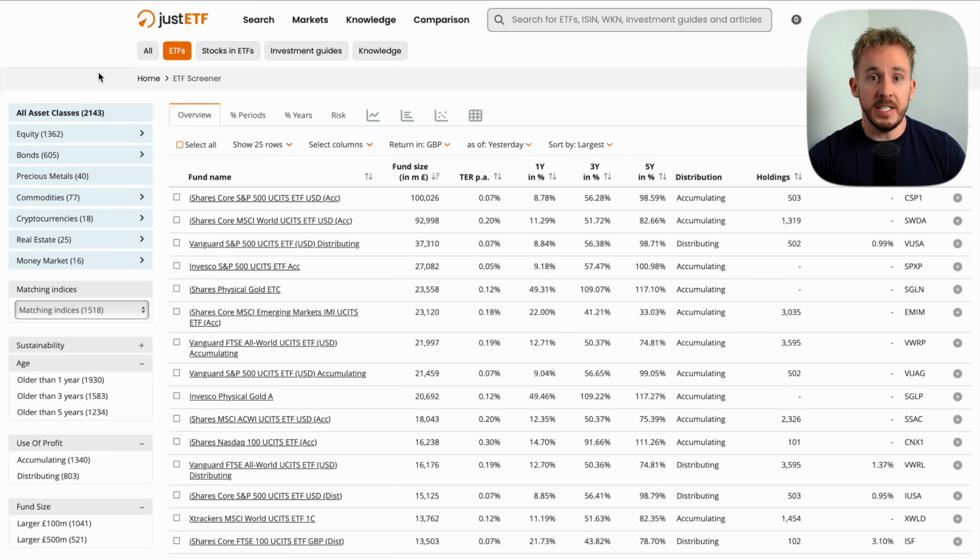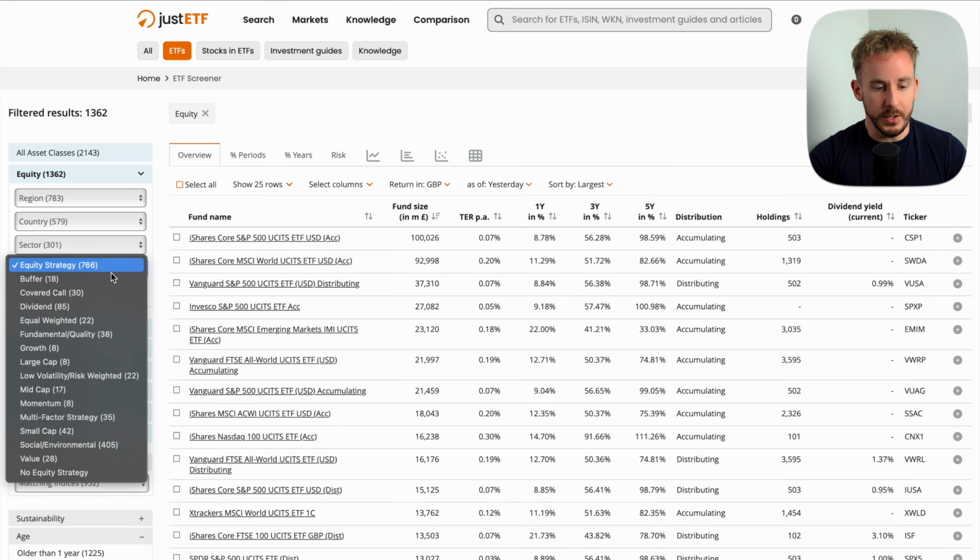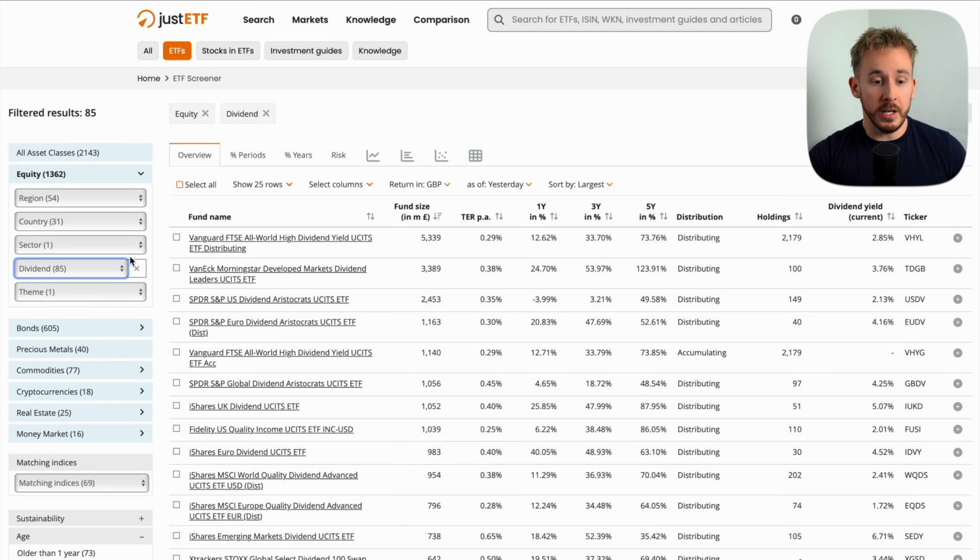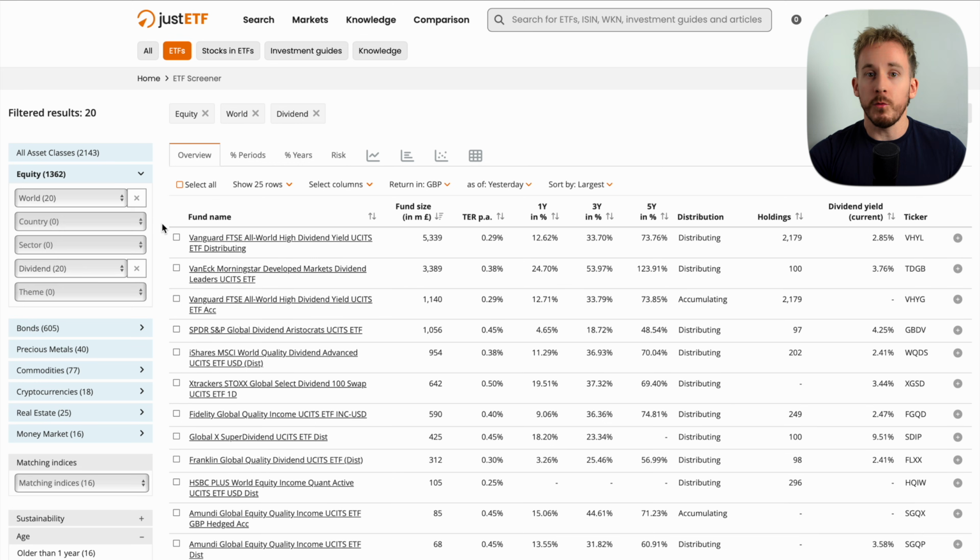First, I'm going to use justETF to filter down and create a shortlist of the ones that we want to look at. So we can select equity, and then in equity strategy, we can select dividend. Because we're going to focus on global dividend ETFs, in region, I can select world. And then we're already down to 20.